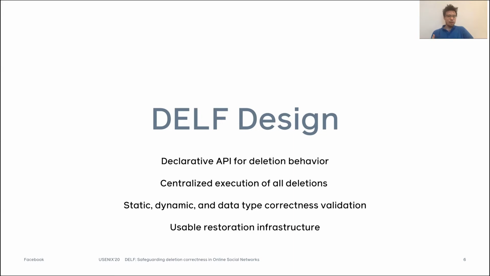So DELF builds on a declarative API. And what this means is, instead of directly writing to a data store, developers give a static specification of the data they want to store and how it relates to other data types. And that specification describes how the data should be deleted. We, in DELF, then validate those specifications, both statically and dynamically. And then we actually execute the deletions in centralized, procedurally generated code. And moreover, the deletions that we generate automatically support restoration for a limited time period. And so that means we can recover transparently from an incorrect specification.